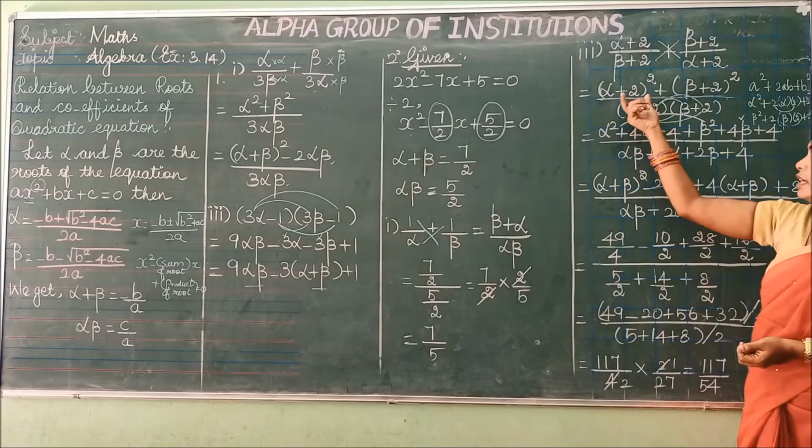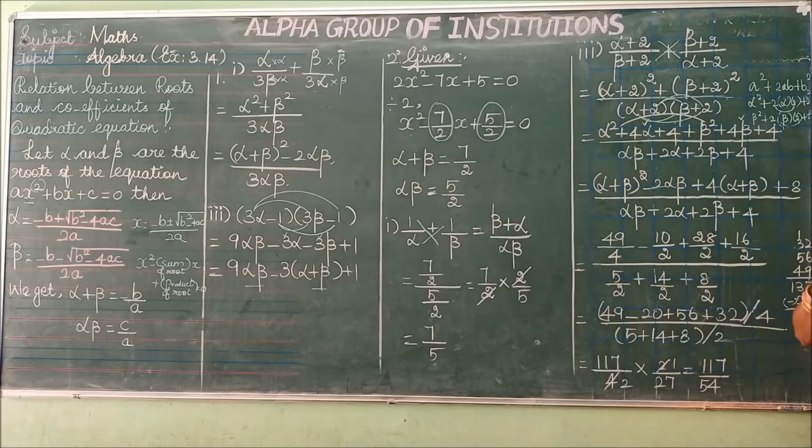So listen carefully, this is in the form of a plus b whole square. So you write the a plus b whole square format: a square plus 2ab plus b square. Here a is alpha, b is 2. So you can apply that value.